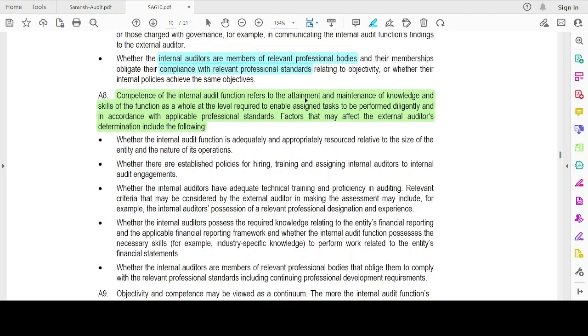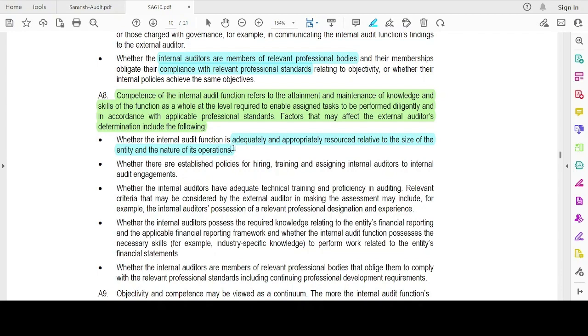Now, internal audit function refers to attainment and maintenance of knowledge and skills of the function as a whole at the level required to enable assigned tasks to be performed diligently and in accordance with the applicable professional standards. What are the factors that may affect being adequately and appropriately resourced? See, if I'm going to take an entity worth 1,000 crores turnover, then I will at least have a team of 15 persons. For each area, I will deploy 1% or 2%, right? So I have to check whether the firm is adequately sized.